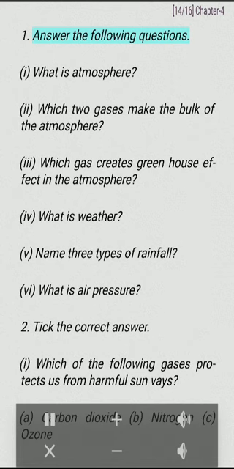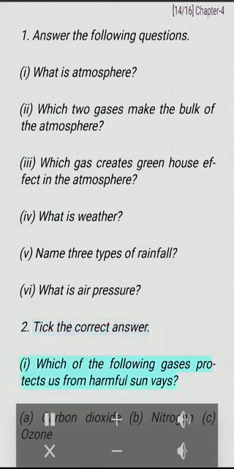1. Answer the following questions. I. What is atmosphere? II. Which 2 gases make the bulk of the atmosphere? III. Which gas creates greenhouse effect in the atmosphere? IV. What is weather? V. Name 3 types of rainfall. VI. What is air pressure?